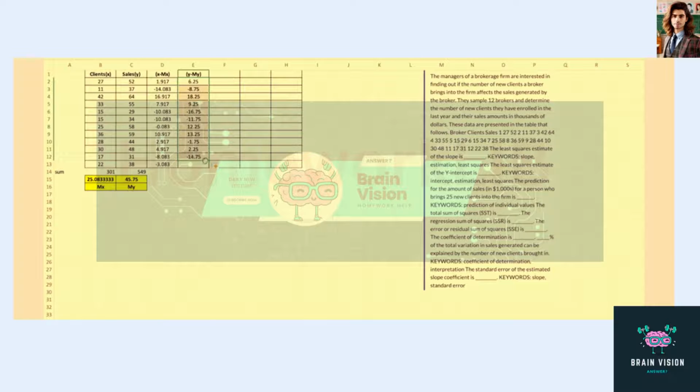Then I'm going to multiply my X minus mean of X values by my Y minus mean of Y values. So I'm going to take this number and multiply it by this number, all the way down that column. Then I'm going to total this column. This is called my sum of the products, and I'm going to refer back to that.